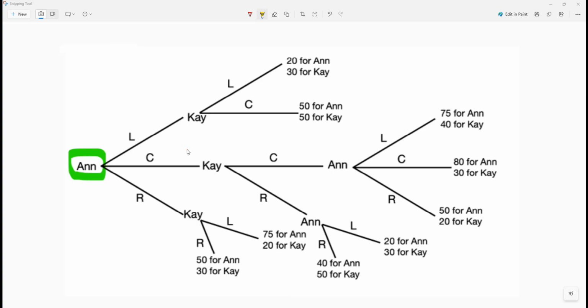In this game theory problem, we've got a decision tree. That's what this is called. We've got a first mover, sometimes called a sequential game. So Ann is going to get to pick first. Ann can go left, center, or right. And then K is going to respond.